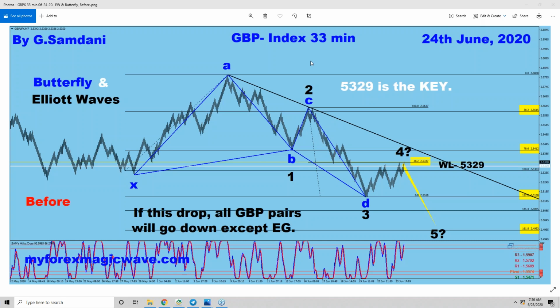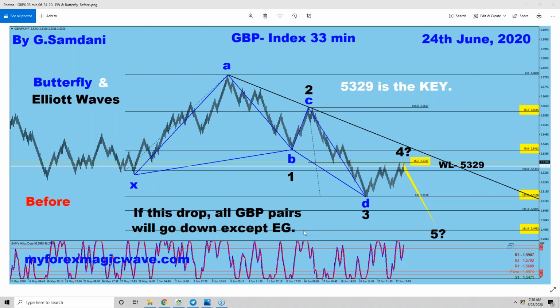The pound index, 33-minute chart, and this is how I have my studies and my calculations of harmonic pattern, Elliott wave, SNR levels. After applying all of these studies, I said, okay, the index is going to drop from here, right? And if that happens, it may not happen, it's just an if-then strategy. So if that happens, then all pound pairs will be going down except EG.